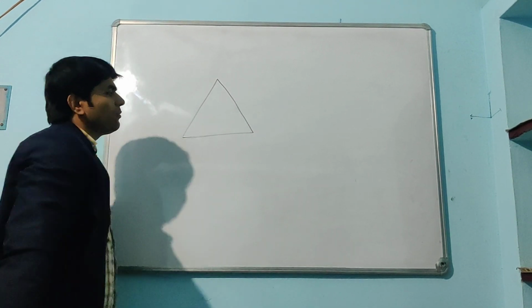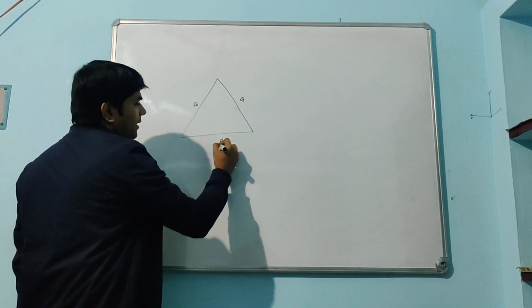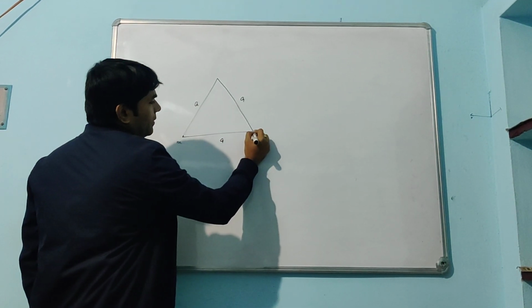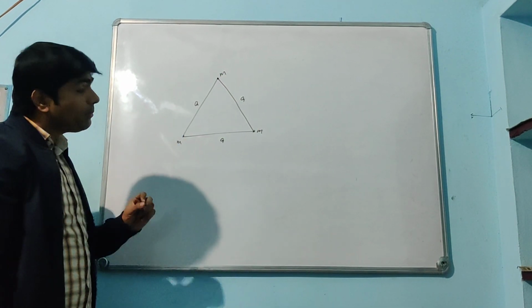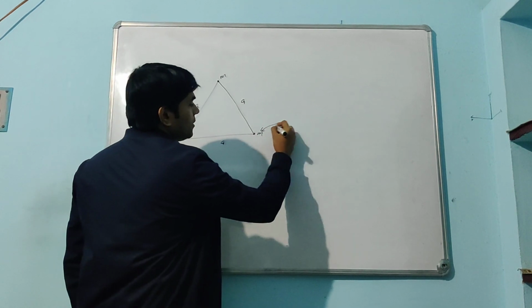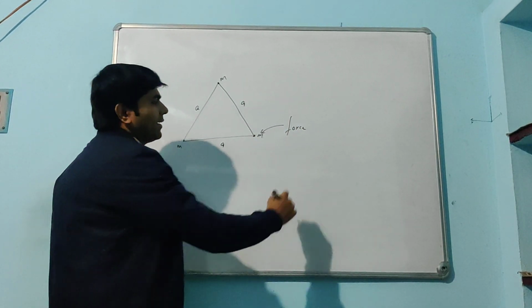So I have considered one equilateral triangle, whose sides are the same, as we know, and the masses are placed here. If anyone asks you what will be the force acting on this mass, you are required to find it.